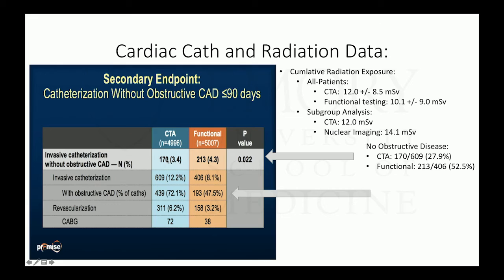I think importantly, the proportion of Caths that did not have obstructive CAD was lower in the CCTA arm than in the functional arm. And certainly the amount of obstructive CAD found was much higher than in the functional arm. Looking just at the individuals that underwent Cath, 170 of 609 did not have coronary disease, versus in the functional arm, over half of those referred for Cath ended up not having coronary disease.